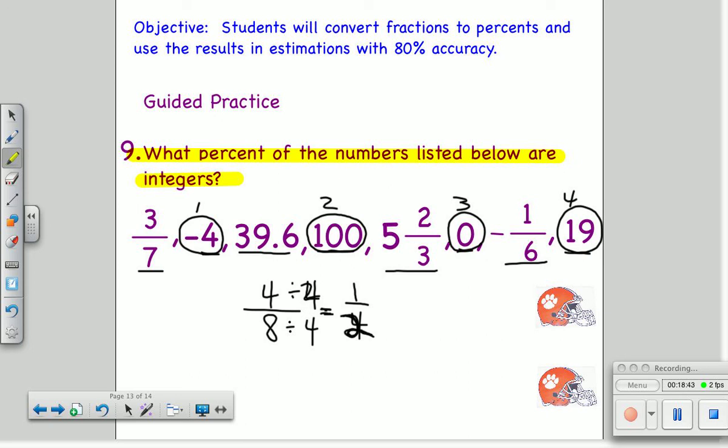Now what can I multiply by 2 to get my denominator of 100? 50. 2 times 50 is 100. Then we multiply here as well. 1 times 50 is 50. 50 out of 100 is 50%. So 50%, or half the numbers, are integers.